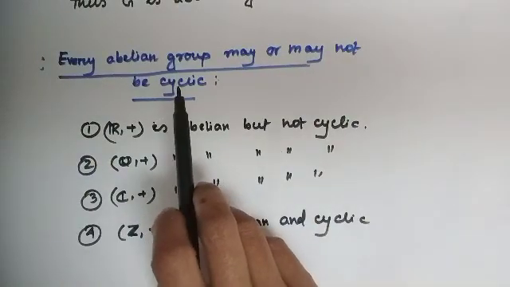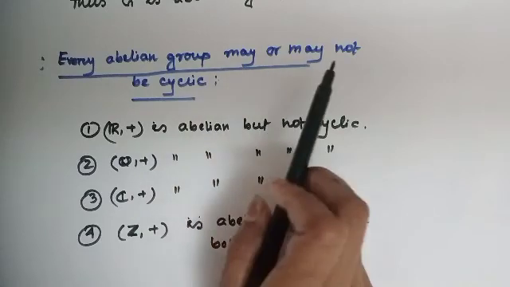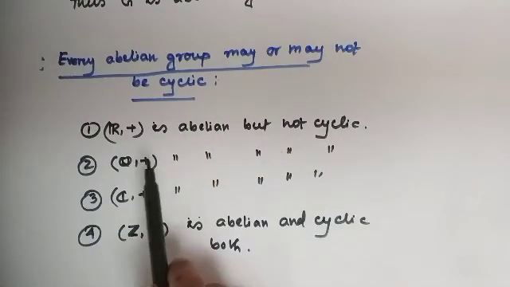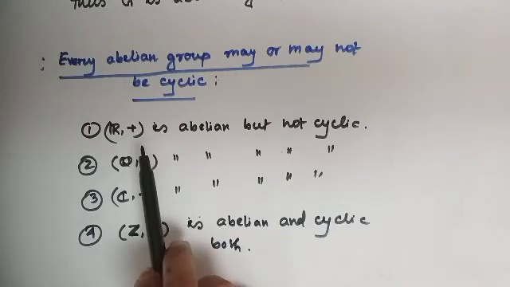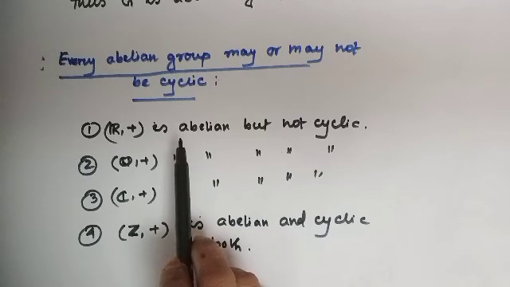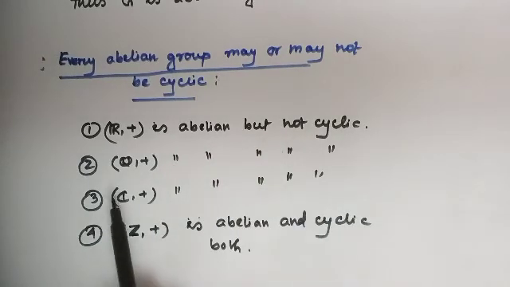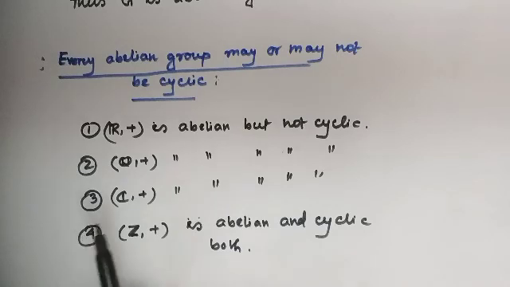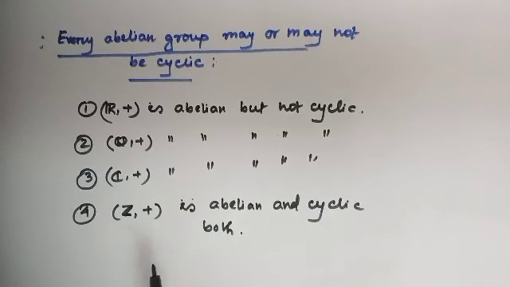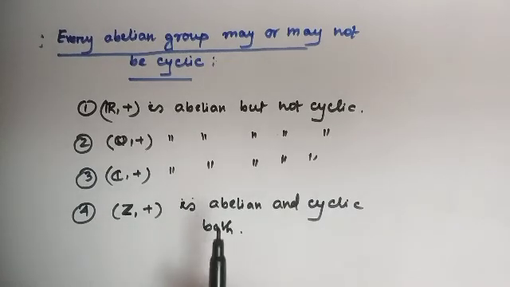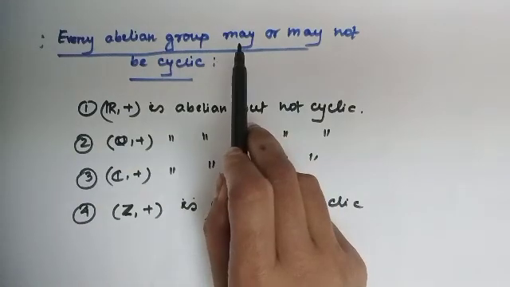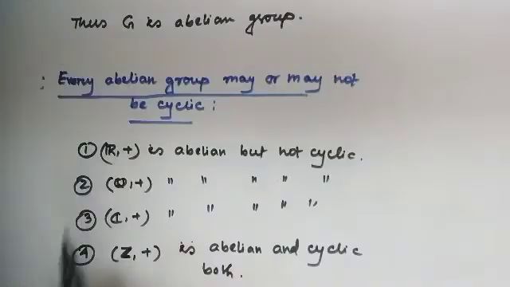But every abelian group may or may not be cyclic. Look, this group under addition is abelian but not cyclic. And I have proved in my previous video that Q is not a cyclic group, but Q is an abelian group. Similarly, the complex numbers under addition. But Z under addition is both abelian and cyclic. So an abelian group may or may not be cyclic.